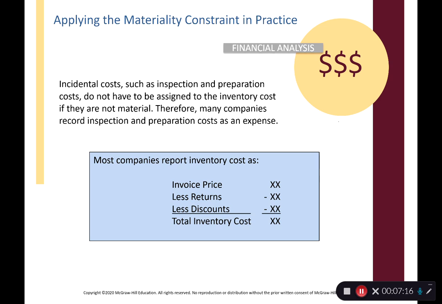Most companies, therefore, are going to report their inventory costs at the invoice price, less any returns and discounts, because all the inspection and preparation costs are usually insignificant and they would just be expensed when they're incurred.